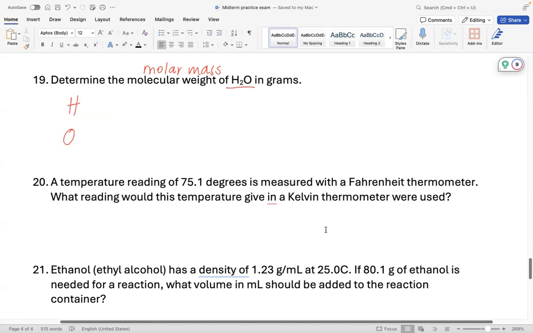So from the periodic table, hydrogen is 1.008, but there's 2 atoms of that in H2O. So 2.016. And then oxygen, there's only 1 of them, so just whatever's on the periodic table. Some periodic tables for oxygen will be 15.99, some will be 16. All right, so then we add these together and we get 18.01 grams per mole.